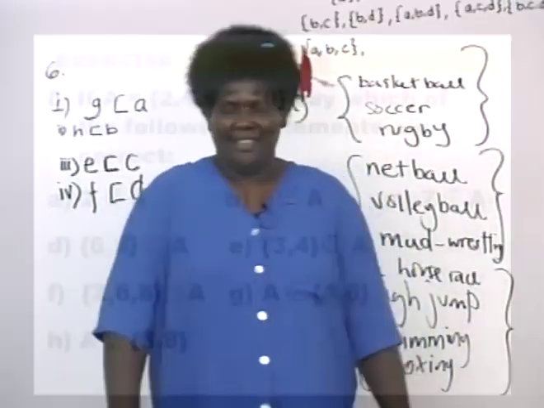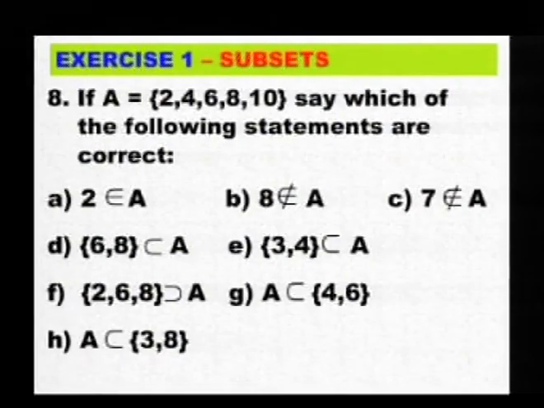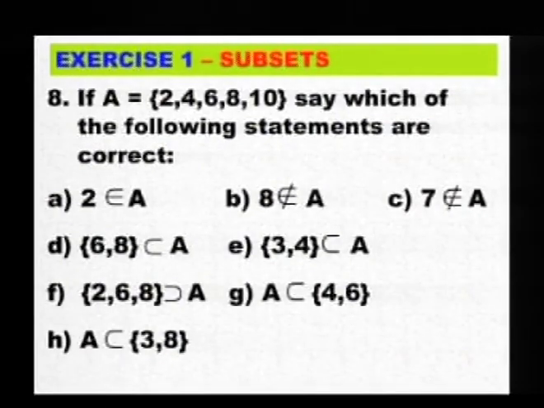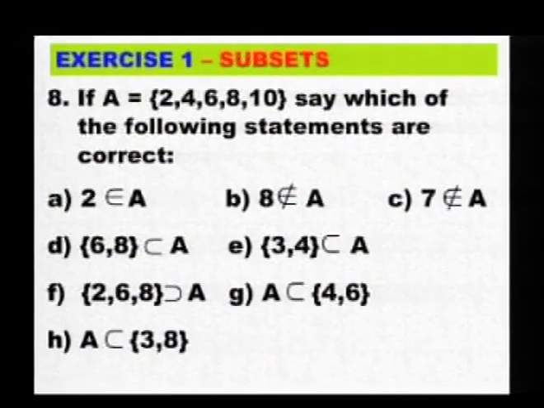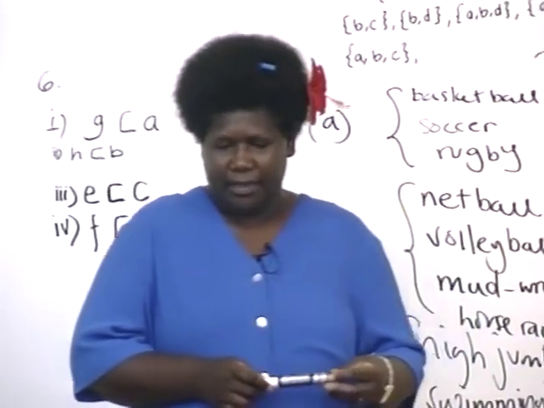All right, number 8. If A is a set of numbers 2, 4, 6, 8, 10, say which of the following statements are correct. 2 is an element of A. Is A correct? If it is correct, say why. Two is a member of A, because it's in the set. Miriam, letter B.